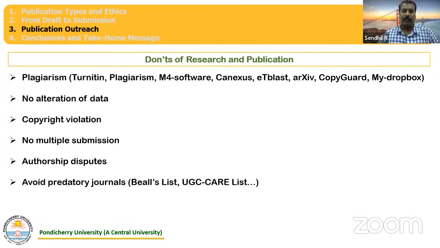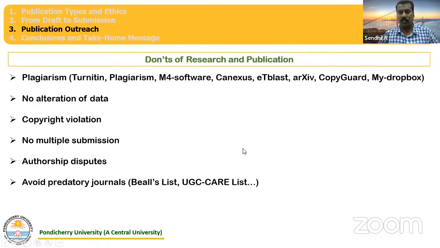Initially, I told you to avoid multiple submission. Even if the decision takes a long time, don't submit the paper to multiple journals together. Regarding authorship disputes, you can follow the five-point scale, and that will help you to decide the credit for authorship. And the last one is avoid predatory journals. There are several predatory journals which try to take money and publish without any peer review. If you are confused which one is predatory and which one is legit, you can Google for the Beall's list and UGC CARE list, which list the probable predatory journals, so that you can avoid those journals.